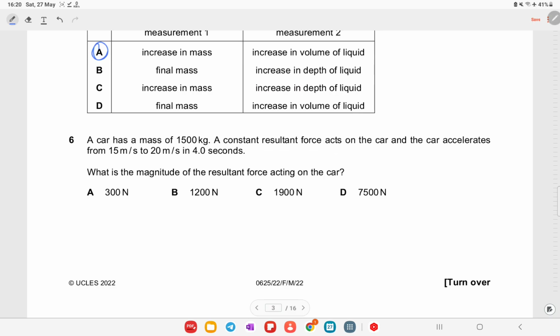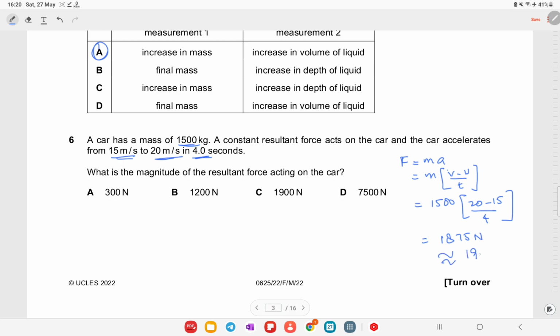Okay, a car has a mass of 1500 kg. So this is your mass. A constant resultant force acts on the car, and the car accelerates from 15 meters per second to 20 meters per second in 4 seconds. What is the magnitude of the resultant force acting on the car? We know the formula is F equals ma, where m stays as it is, and a is v minus u over t. This is the formula of acceleration. Putting the values, mass is 1500, velocity is 20 minus 15, over time 4. If you do the calculation, you will end up with 1875 newtons. So this is approximately 1900 newtons. So option C is going to be your right answer.